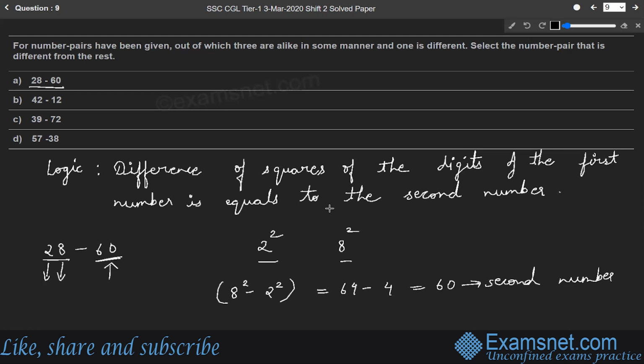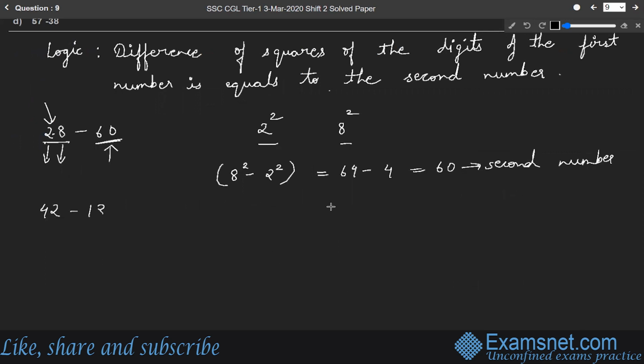Again, the logic says the difference of the squares of the digits of the first number. You can see that in every option there are two numbers. So we have to take the first number, and in the first number there are two digits. For the first option 28 and 60, the first number is 28, which consists of two digits, 2 and 8. We have to square 2 and 8, and then find the difference between their squares, and the difference is larger digit minus smaller digit. So 8 square minus 2 square gives 60, which is the second number. So now let us apply this logic to all the given options. The second option is 42 and 12.